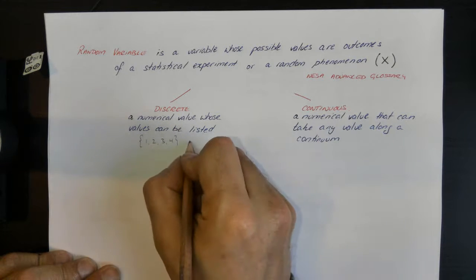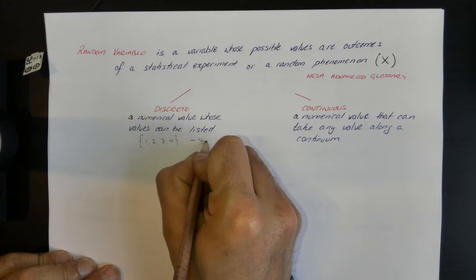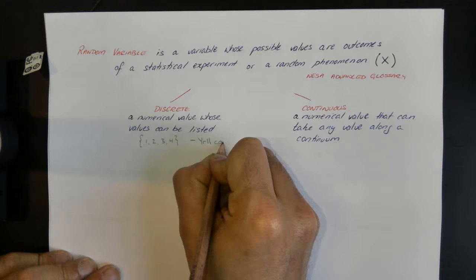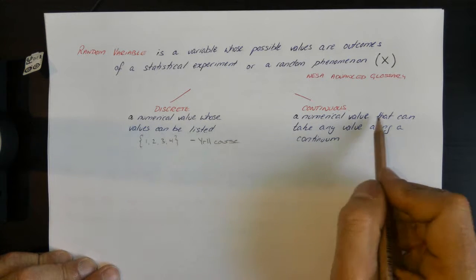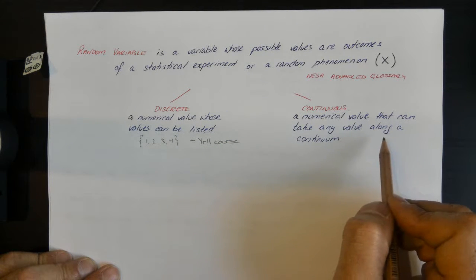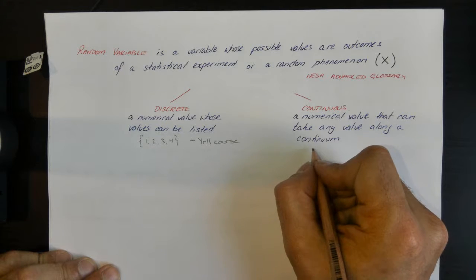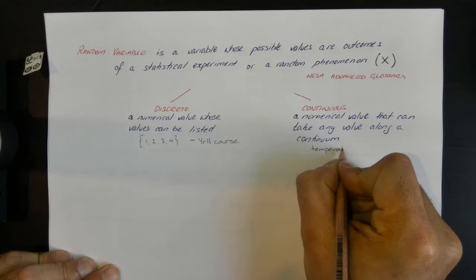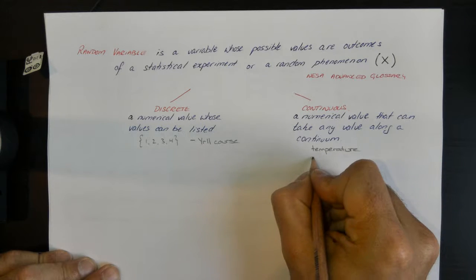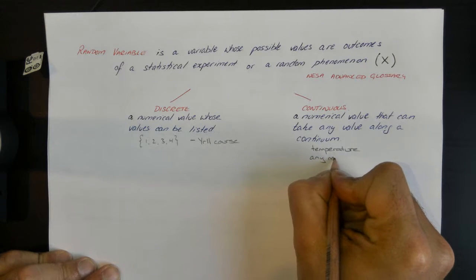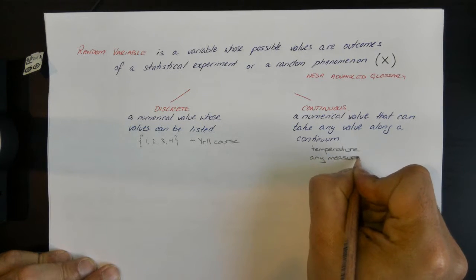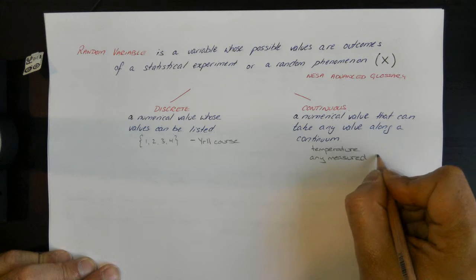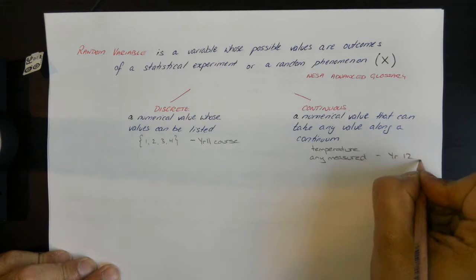Continuous is what we'll be mainly focusing on in this syllabus, the Year 11 course. Continuous is a numerical value that can take any value along a continuum, such as temperature or anything that can be measured. This is what we'd mainly do in Year 12.